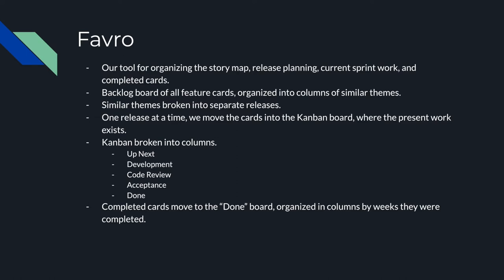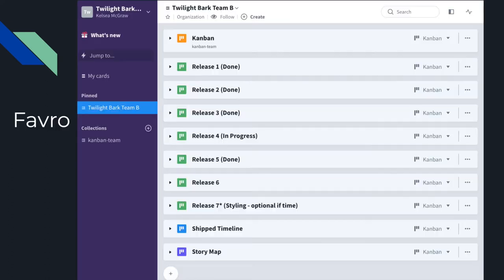And something that I will show you on one of the following slides is how we break our Kanban board up into these columns: up next, development, code review, acceptance, and done. And once cards move into the done column on Kanban, at the end of the week, we move them into a shipped timeline board where they are organized by the weeks that they were completed. So then we can keep track of what cards were done during what time frame.